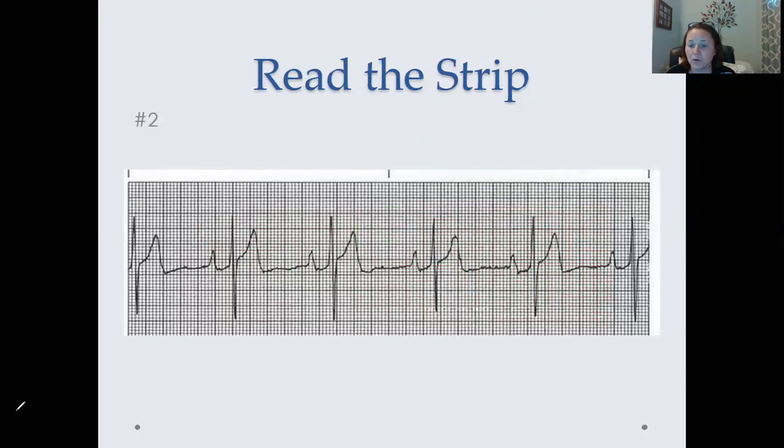This is number 2 on your rhythm strip practice. So, first question. Are all parts present? Yes. So this looks different, doesn't it? It doesn't look exactly like you want it to. And that's okay, because nobody is the same and their anatomy is different. And so their rhythm strips are going to look a little bit different. But what are we looking for? P wave, QRS complex, P wave, QRS complex, P wave, QRS complex. We got all those pieces that we need. So it does have a P wave for every QRS and QRS for every P wave.